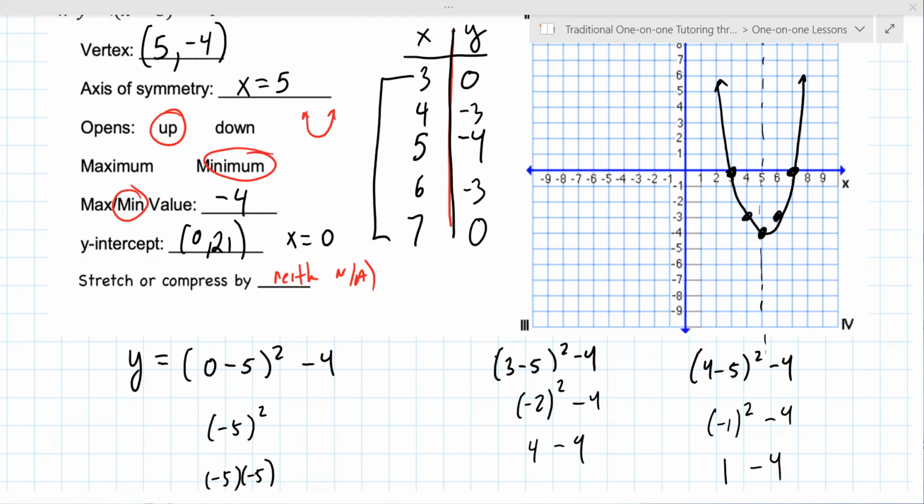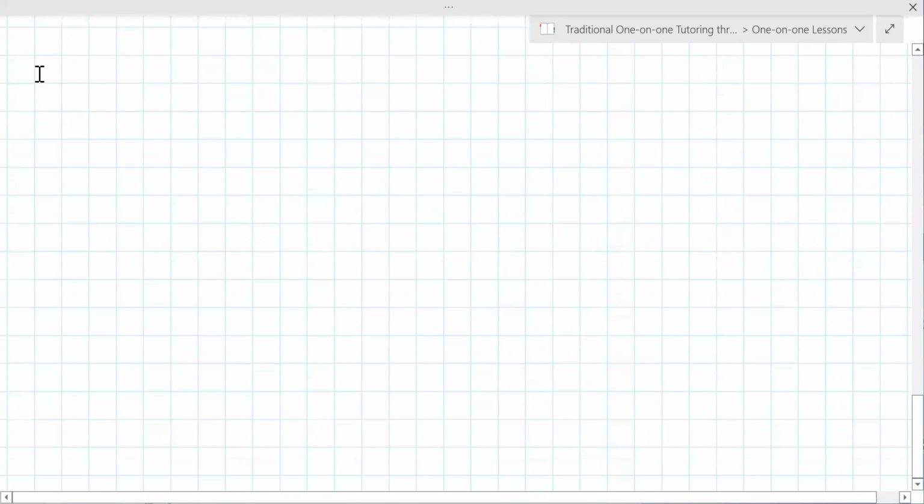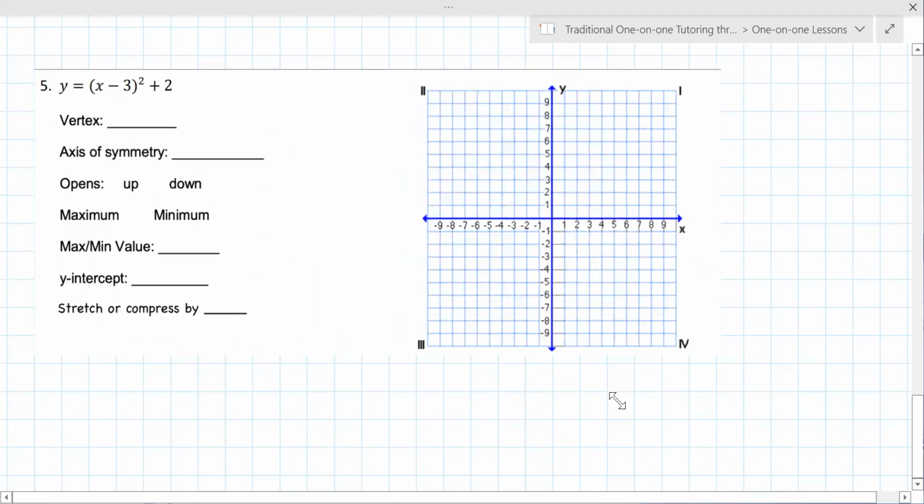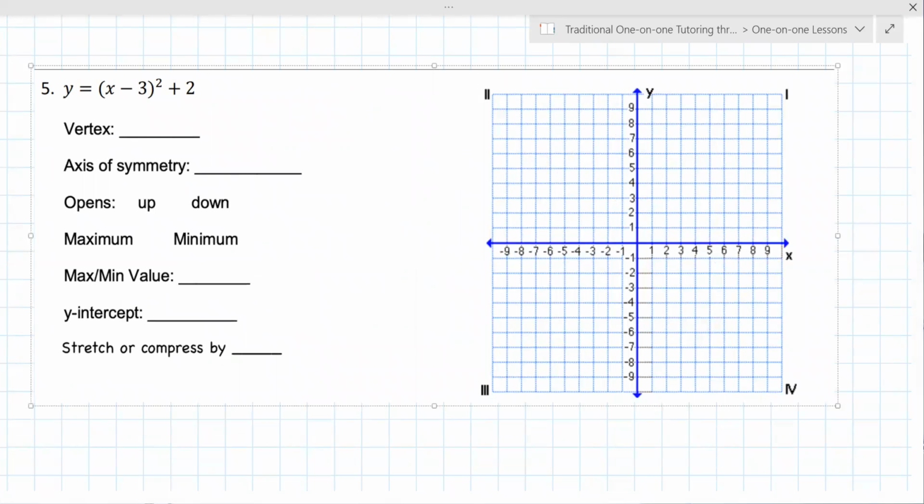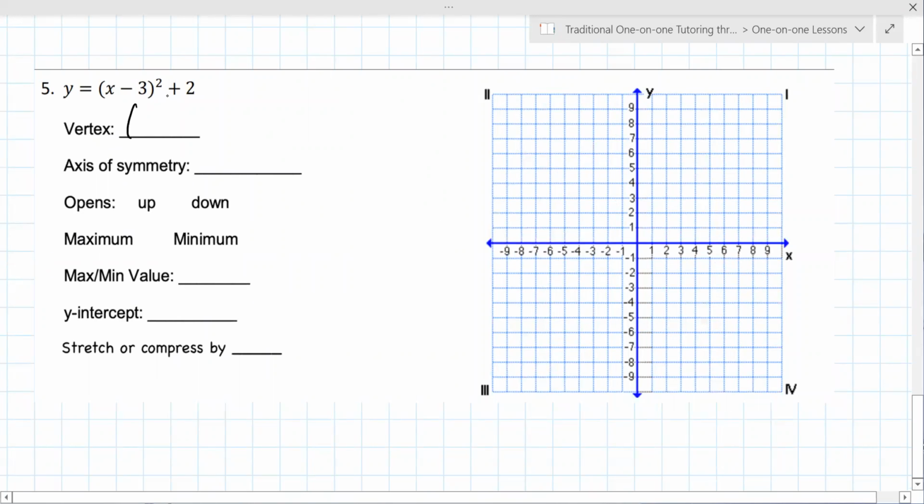All right, let's look at number 5 because it's very similar to what we just did, and then we'll go back, and if we have time, do 3. I want you to tell me as much as you can about this graph. So the vertex is negative 3, 2.